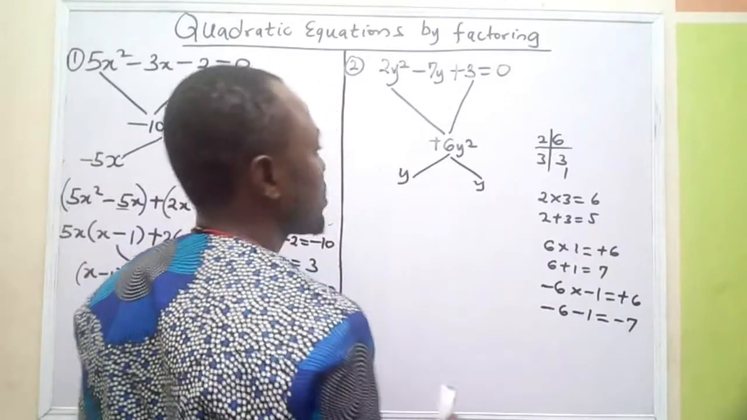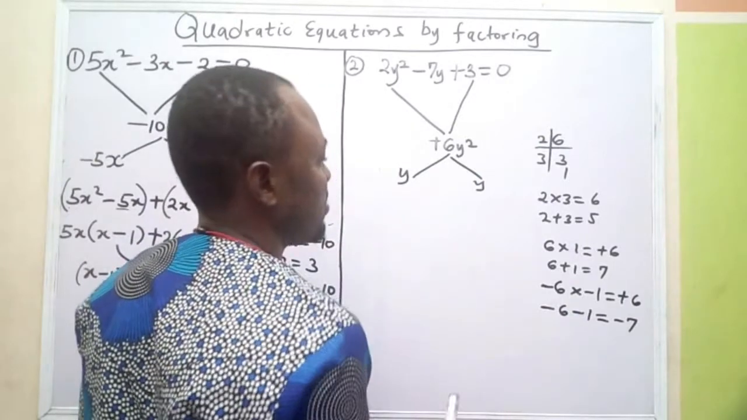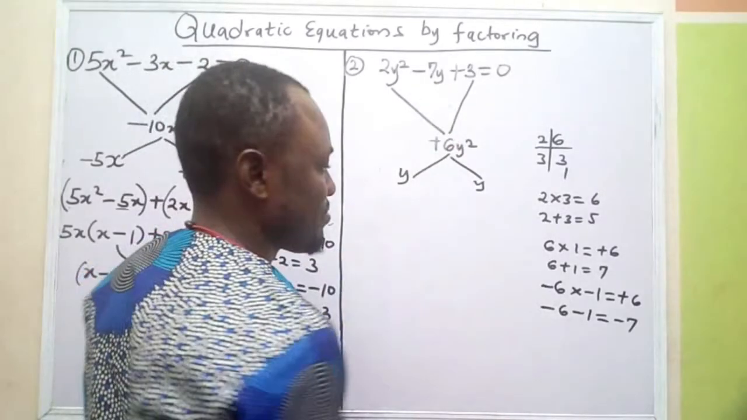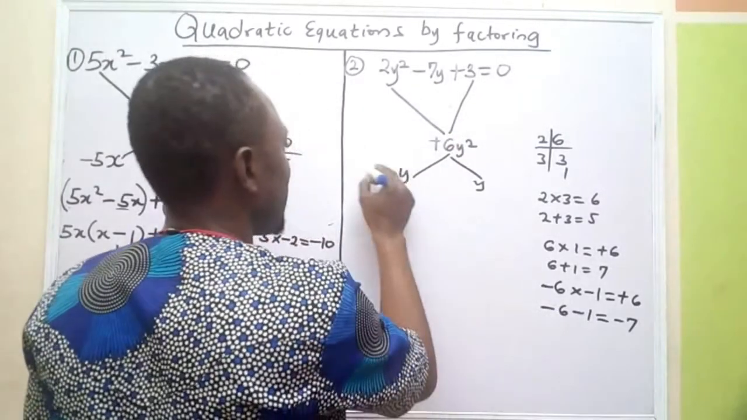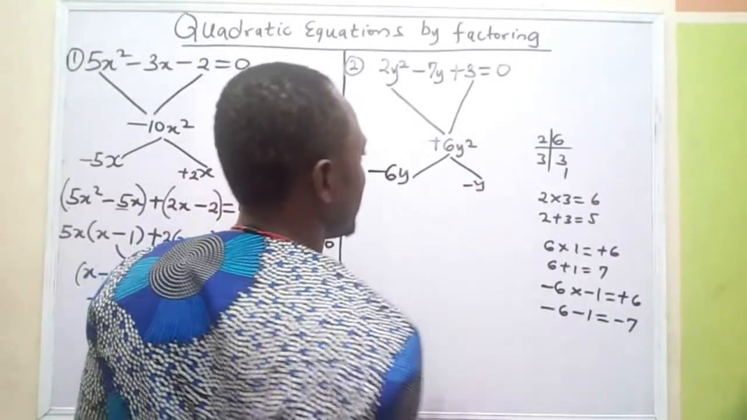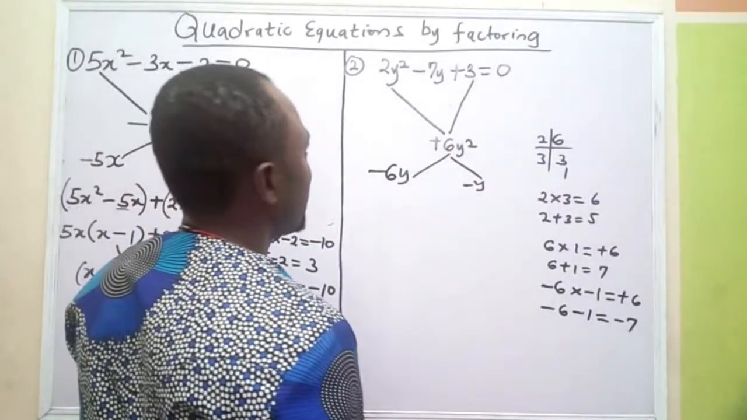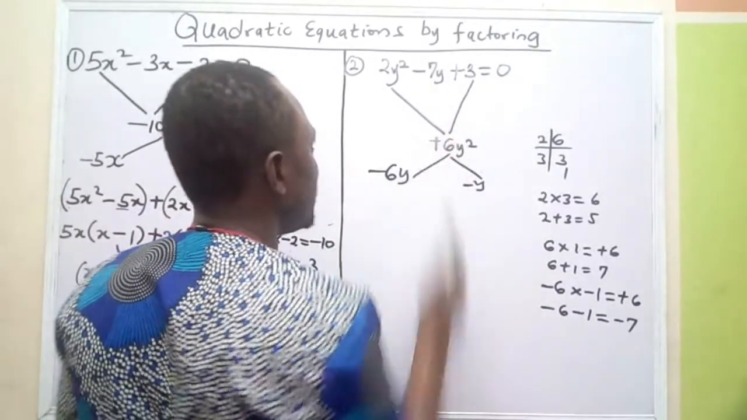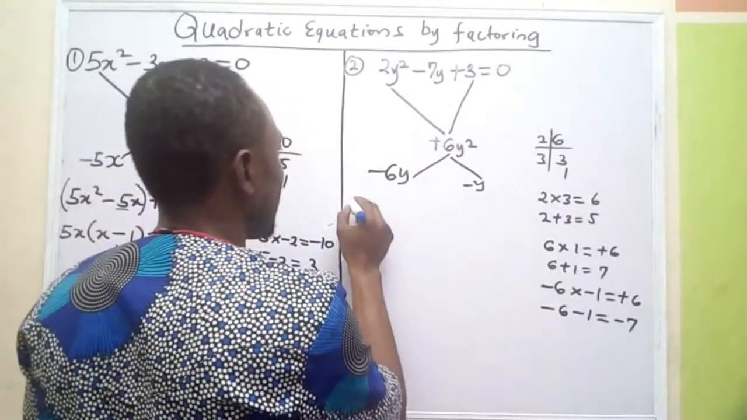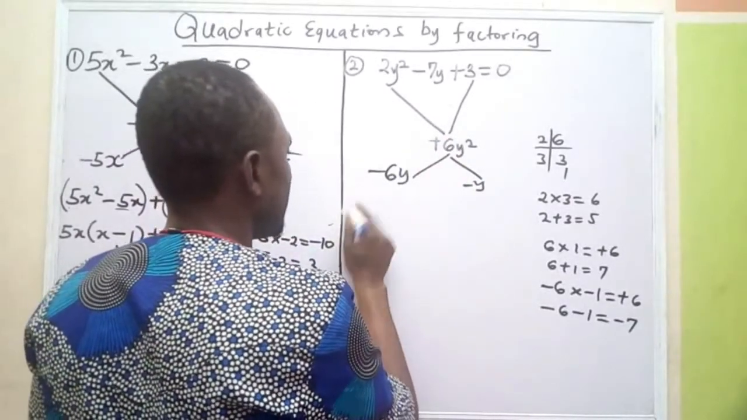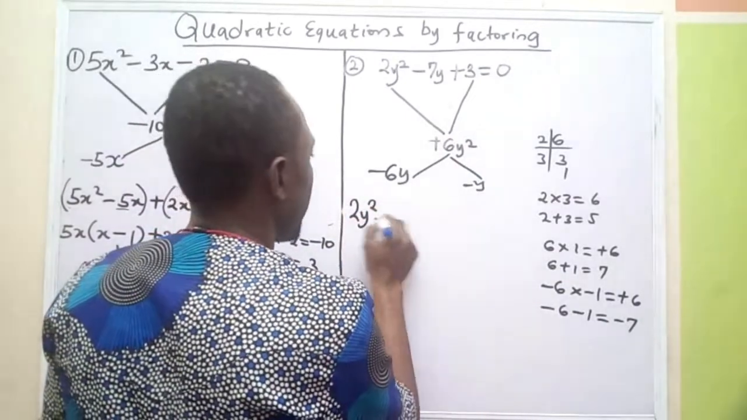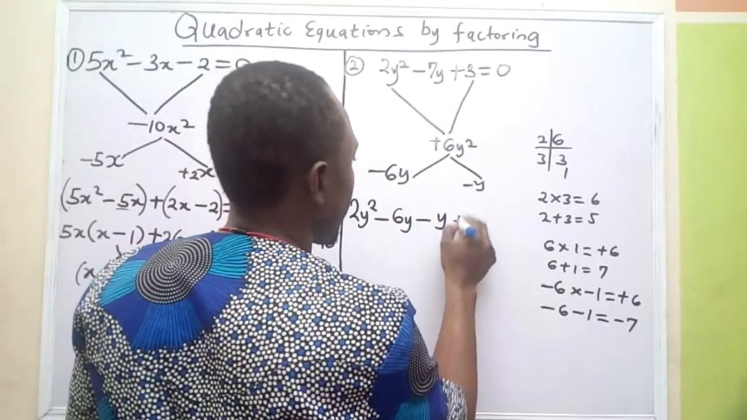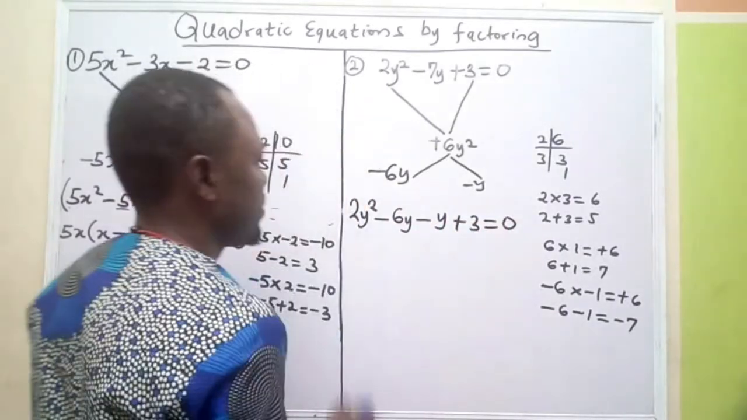Now, you can see, I'm looking for two factors such that when I multiply them, it gives me plus 6. If I add or subtract them, it gives me minus 7. So my factors are minus 6 and minus 1. So I'm going to add minus 6 to this, and then minus y. Now, the next thing to do is to replace these two terms by the middle term. So if I do that, I'm going to arrive at 2y squared minus 6y minus y plus 3 equals 0.